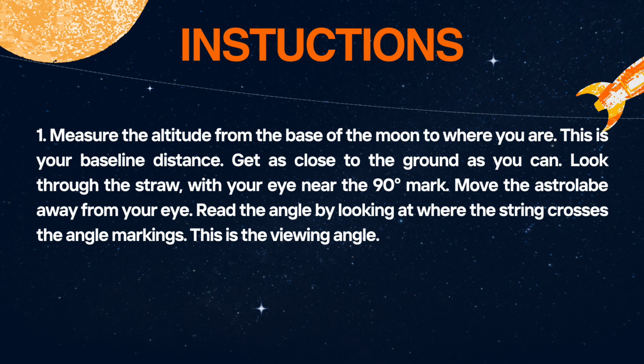The first thing that you need to do is measure the altitude from the base of the moon to where you are. This is your baseline distance. Get as close to the ground as you can. Look through the straw with your eye near the 90-degree mark. Move the astrolabe away from your eye. Read the angle by looking at where the string crosses the angle markings. This is the viewing angle.